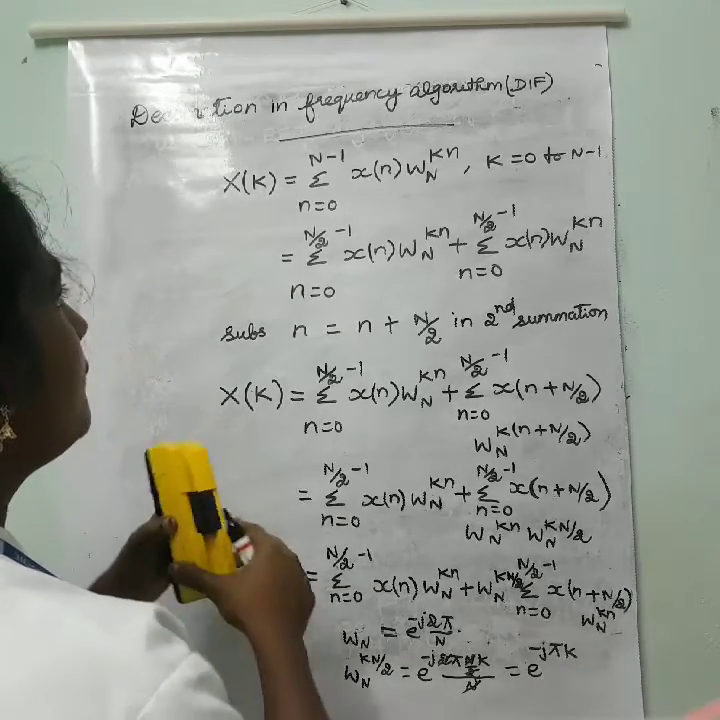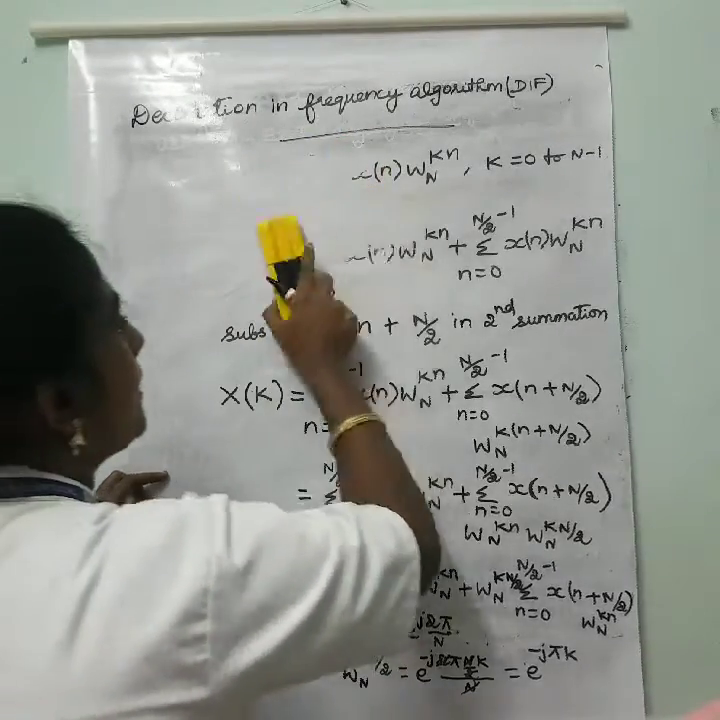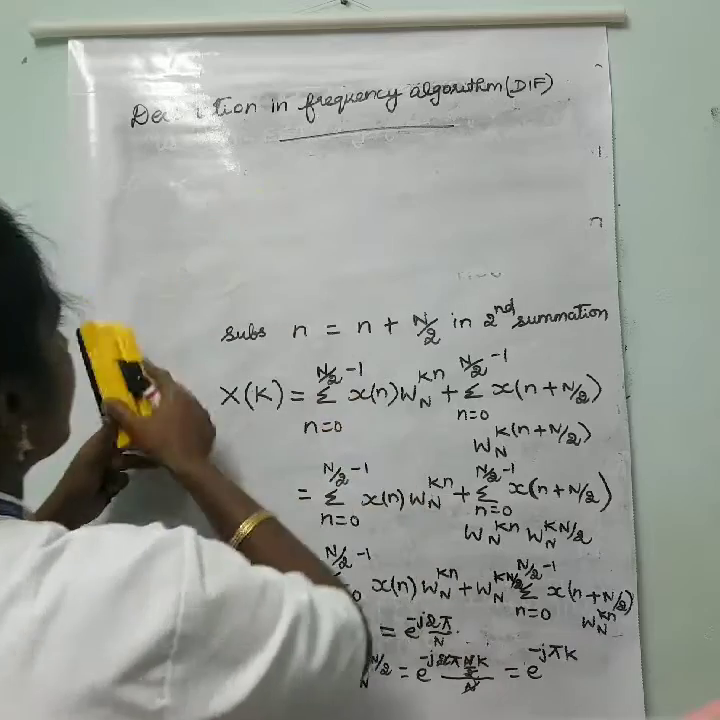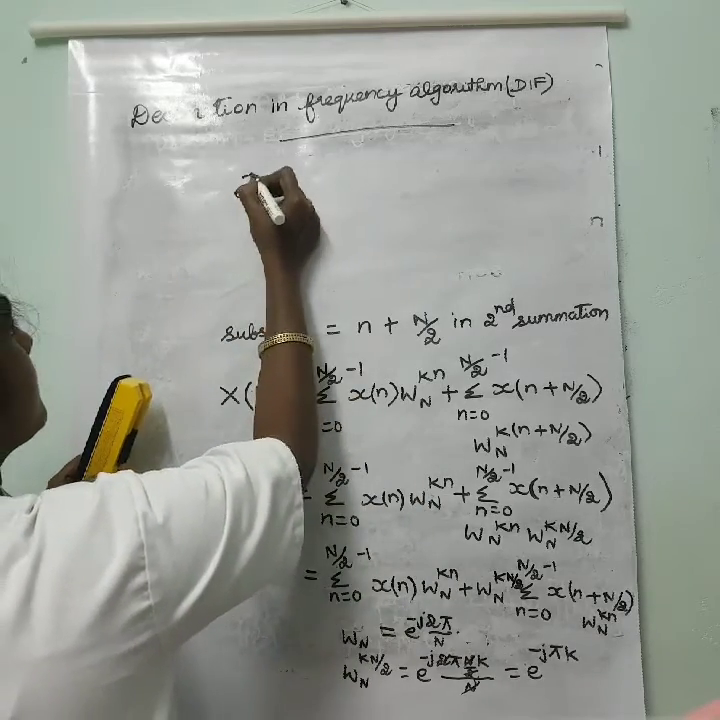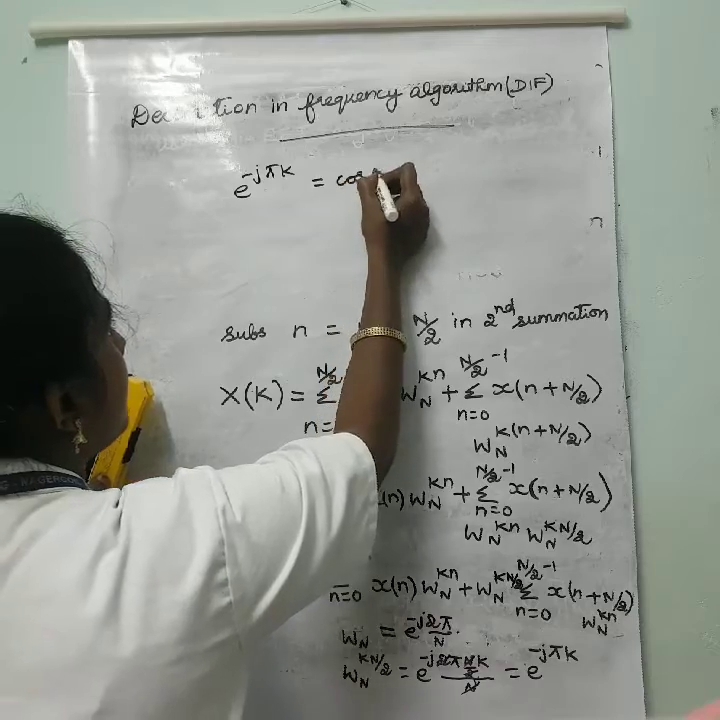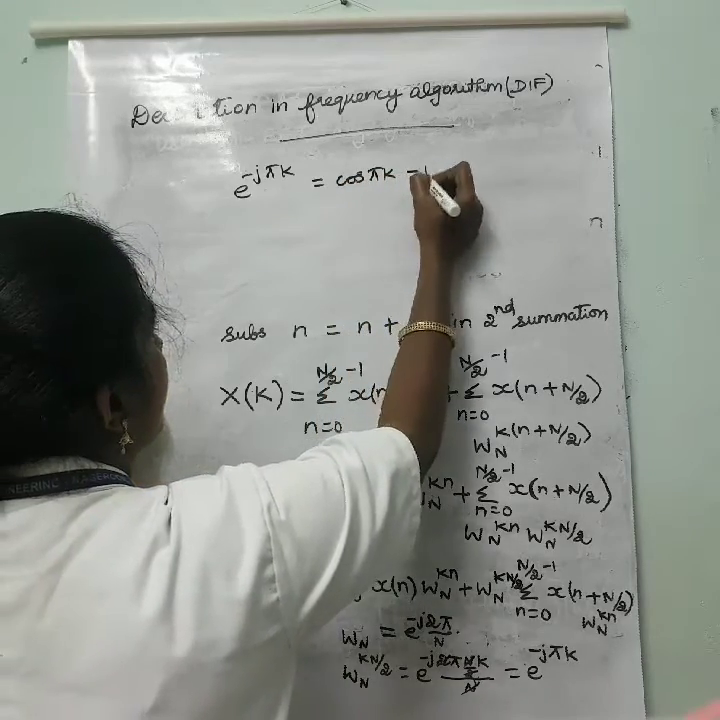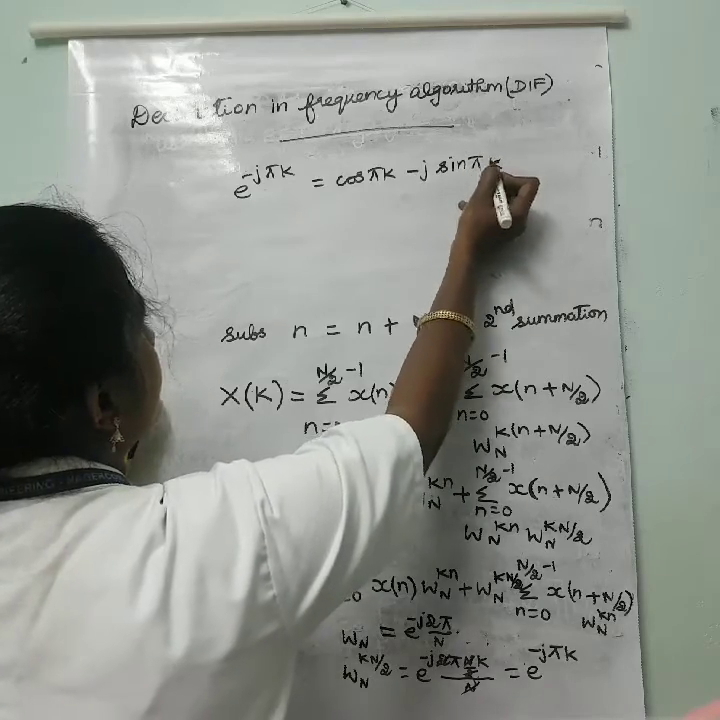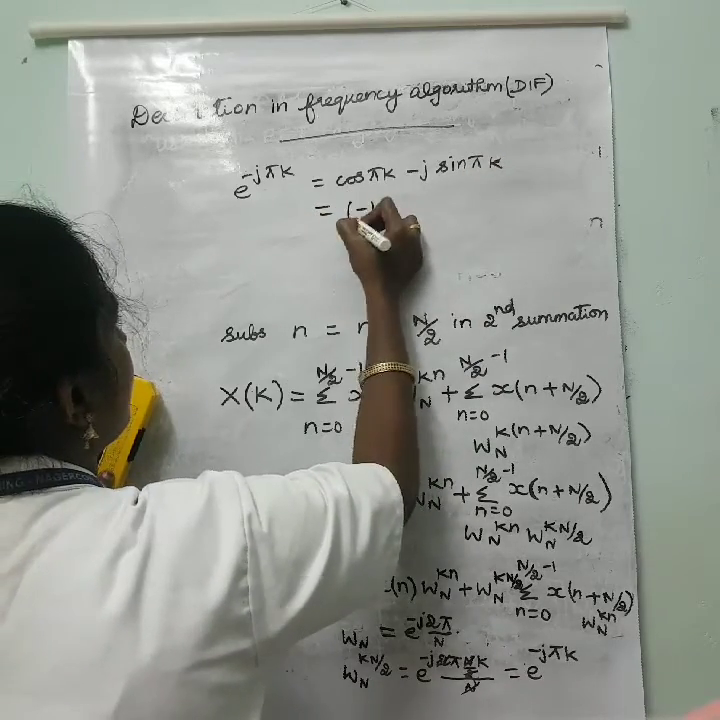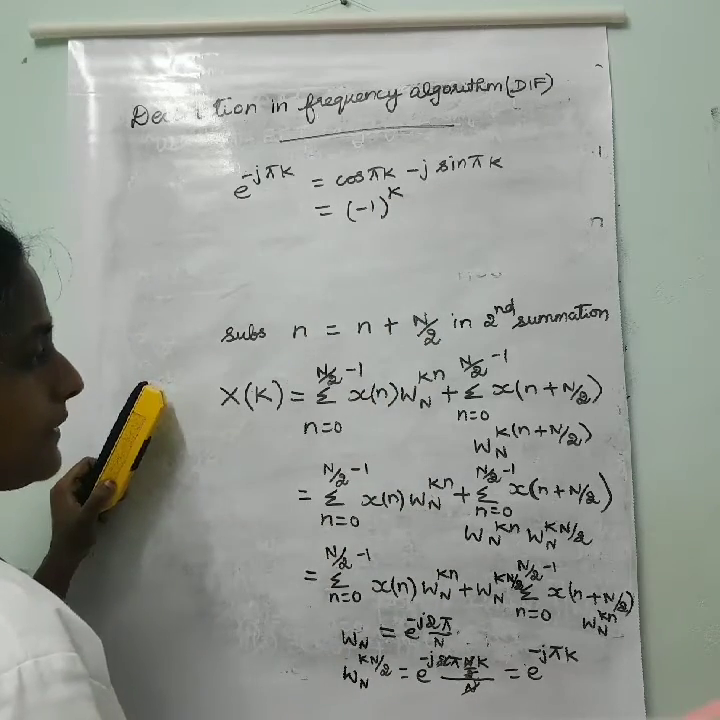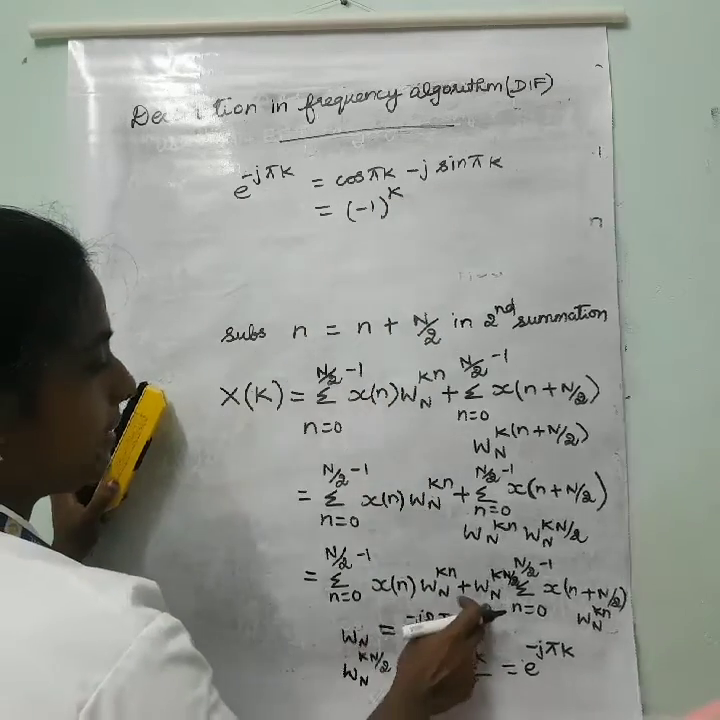The value of e power minus j pi k is cos pi k minus j sin pi k. So, the value is minus 1 power k. So, the answer for this value is minus 1 power k, and you can substitute the value here.